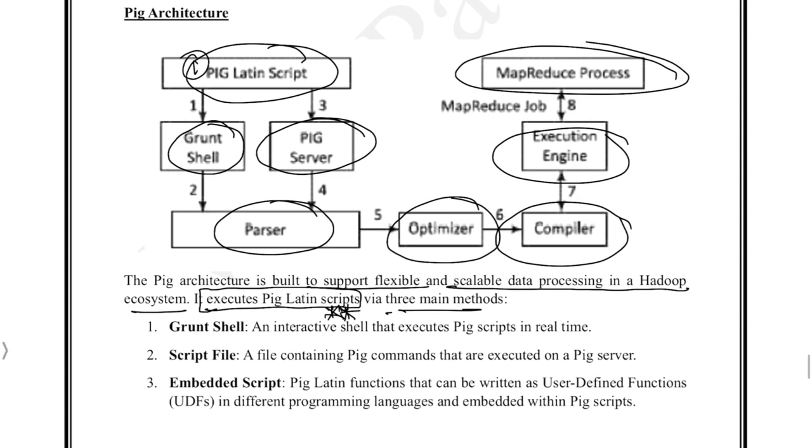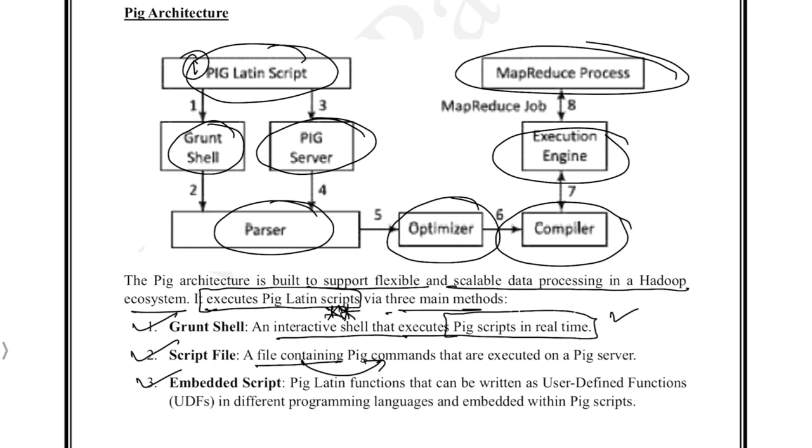So what are the three methods of executing a Pig Latin script? First, the grunt shell, then you have a script file, then you have an embedded script. The grunt shell is an interactive shell which executes Pig scripts in real time. It will help you to execute your Pig script. Now, what is a script file? A script file is a file which contains all the Pig commands, which have to be executed on a server. Then you have the embedded script.